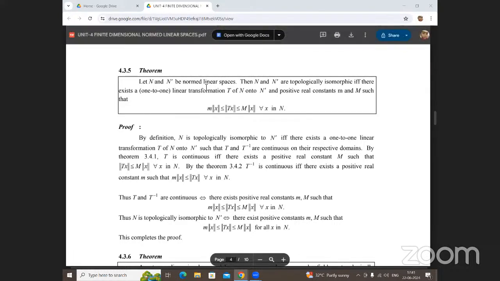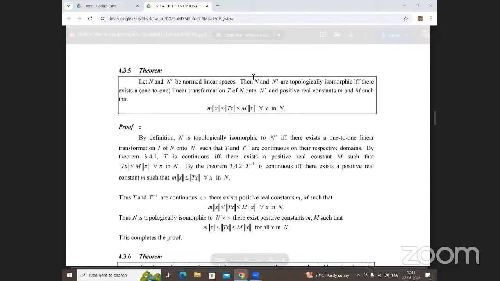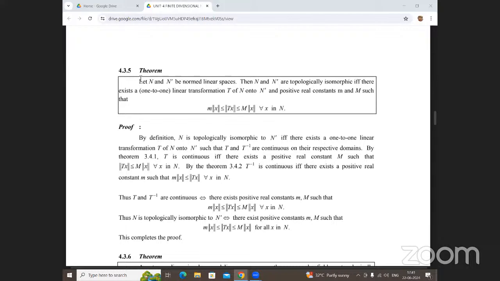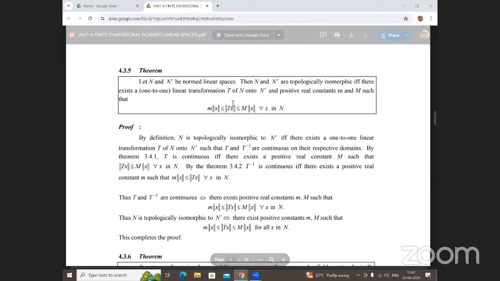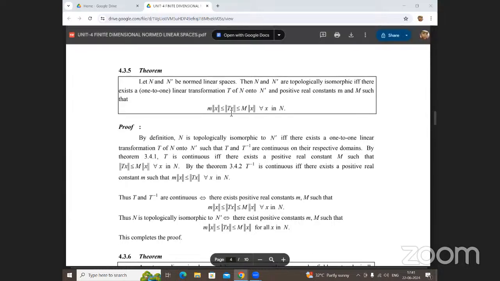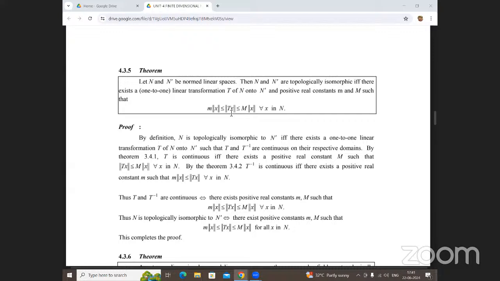Let N and N dash be normed linear spaces. Both are topologically isomorphic if and only if there exists a one-to-one linear transformation T defined from N onto N dash, and positive real numbers small m and capital M, such that the norm of T of x lies between small m into norm x and capital M into norm x. There are two real numbers, small m and capital M, where the infimum is denoted by small m and the supremum is denoted by capital M.